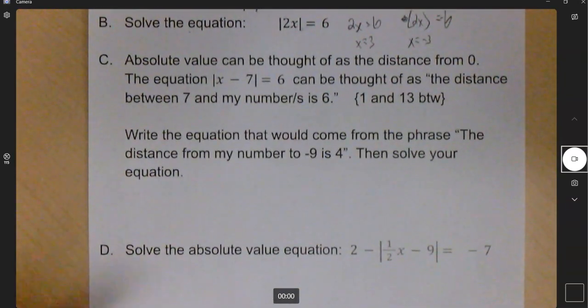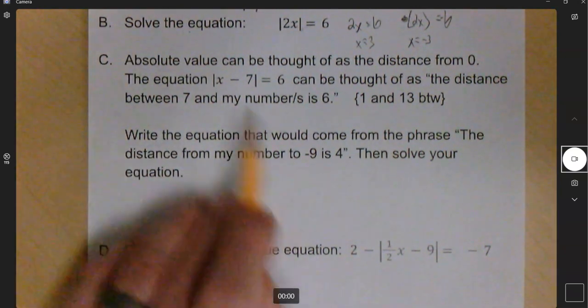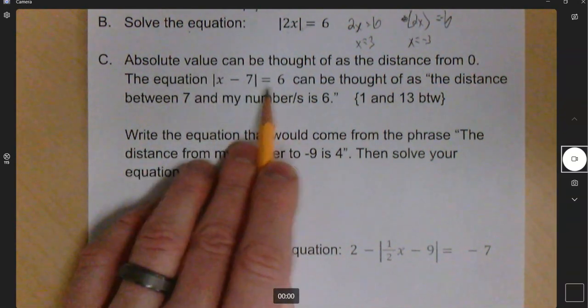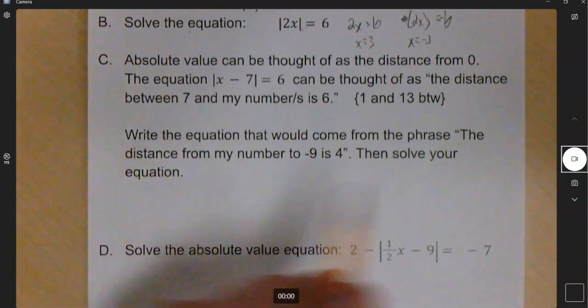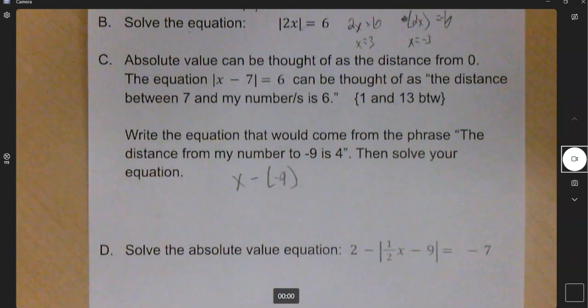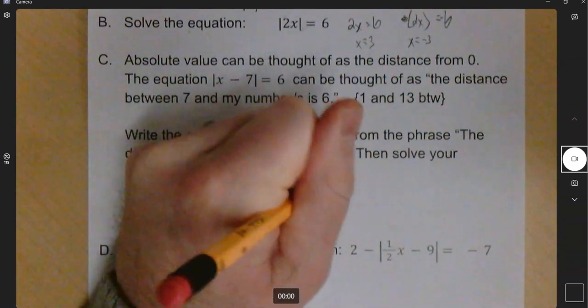So let's look at C real quick. We can think of absolute value as distance between two things. The distance between my number and 7, absolute value, is 6. So now I come down here, I want to write an equation for the same sort of thing. The distance between my number and -9, so I'm subtracting my number and -9. That distance, absolute value, has to equal 4.